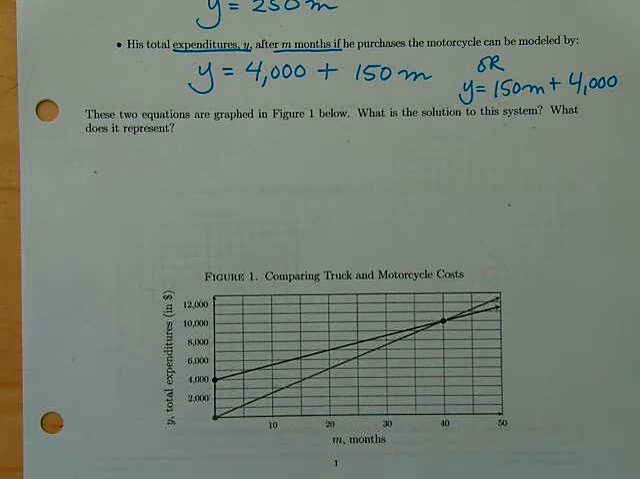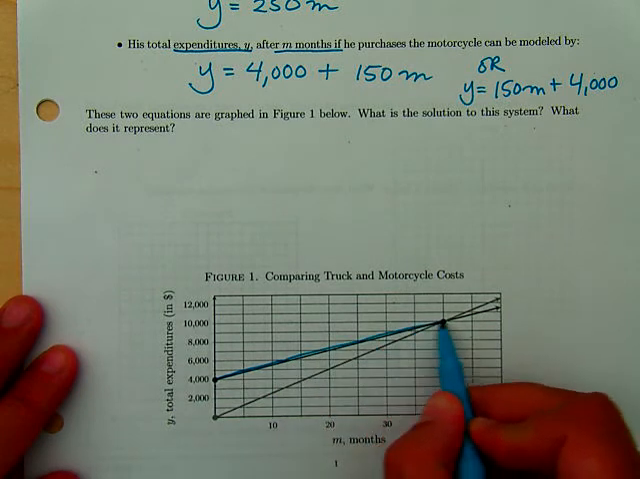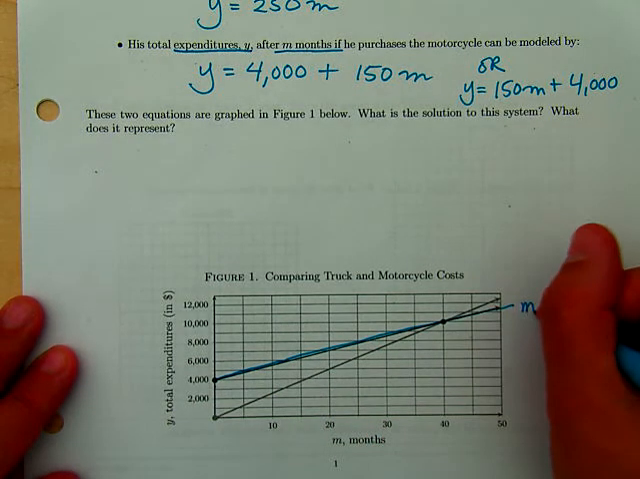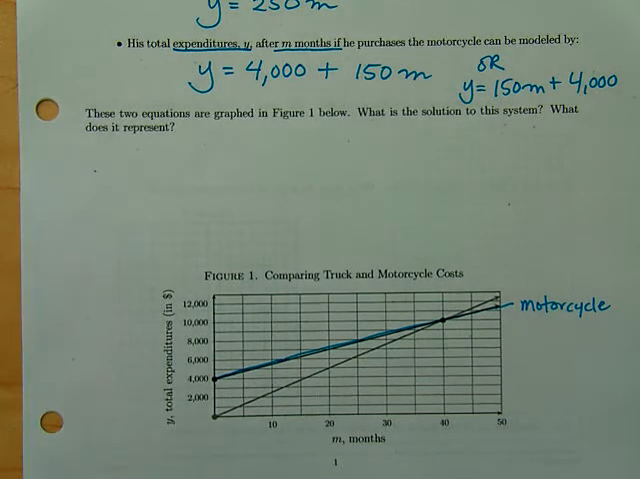Which one is this line right here? I'm going to draw it in blue. This is the motorcycle. Okay? And how did you know that that was the motorcycle? What about it gave it away? The y-intercept was 4,000.